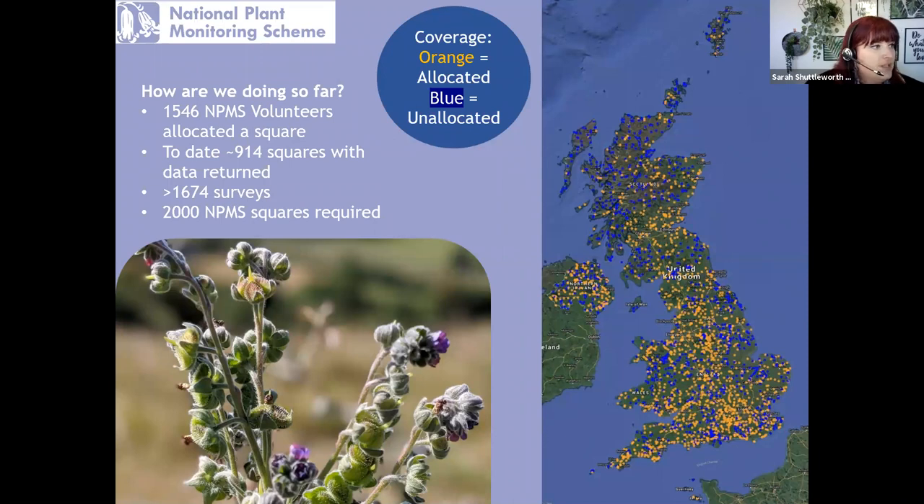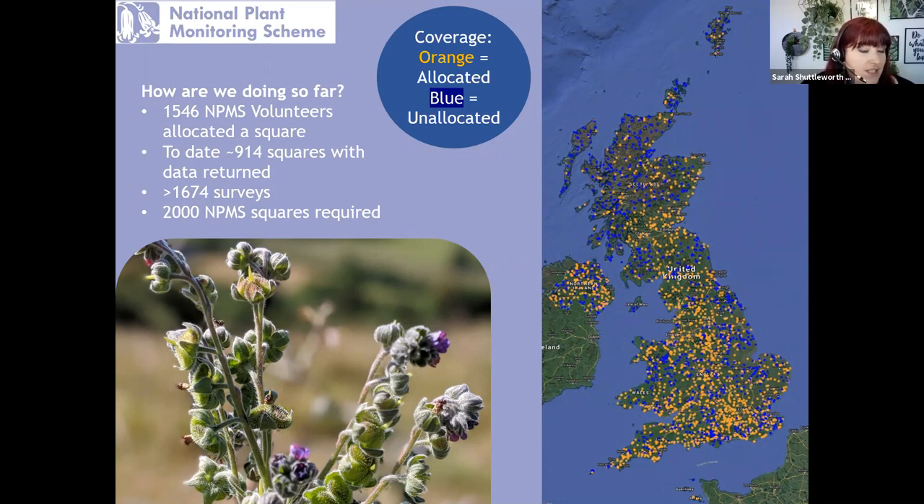So as you can see on the map here with all of our squares, they're either orange, which means they have been allocated to a volunteer, or they're blue, which means they are unallocated. So to date, we have 1,756 squares allocated, meaning some volunteers do take on more than one square. You may have seen the map like this on the website when looking for the request a square near me page, or find a square near me, sorry.